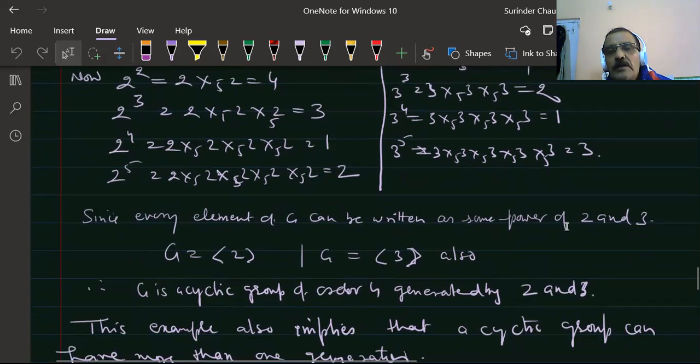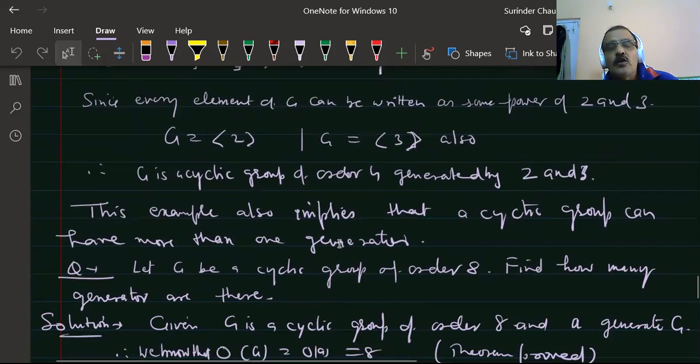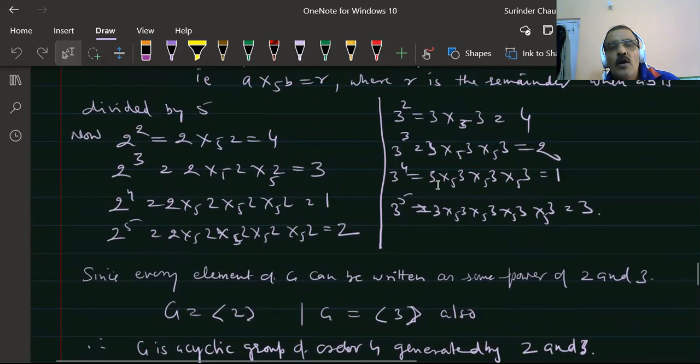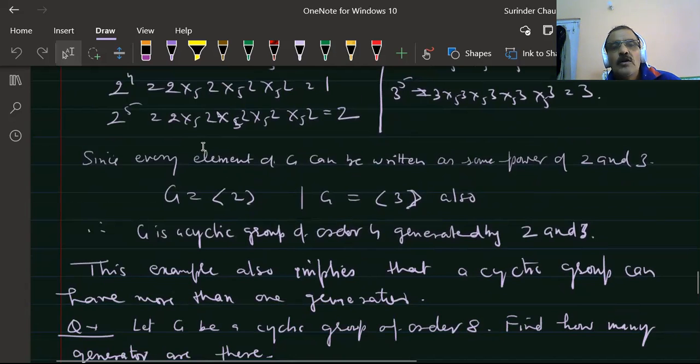Since every element of G can be expressed as a power of 2 and 3, they are generators. So it is a cyclic group. We have also said in the previous lecture that a cyclic group can have more than one generator, but not more than one identity element. So G is a cyclic group of order 4 generated by 2 and 3, because 2 power 4 equals 1, so the order of the group and the order of the element are the same. This example also implies that a cyclic group can have more than one generator.